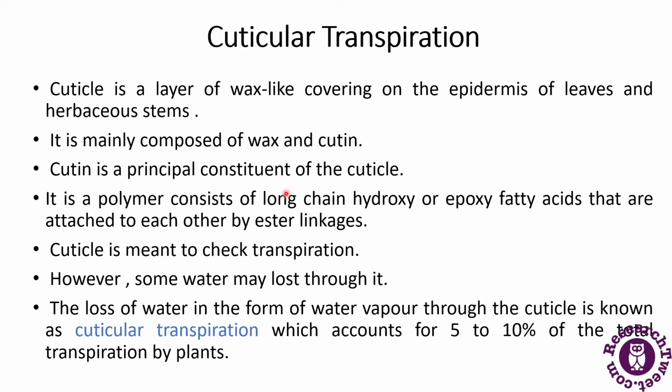Cutin is a polymer which consists of long chain hydroxy or epoxy fatty acids that are attached to each other by ester linkages, and it is meant to check the process of transpiration. Some water may still be lost through it. The loss of water in the form of water vapor through the cuticle layer is known as cuticular transpiration, and it accounts for about 5 to 10% of the total transpiration by the plants.